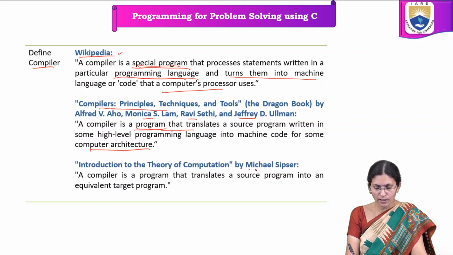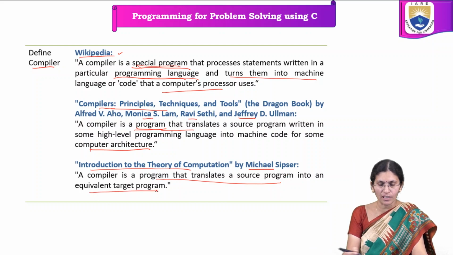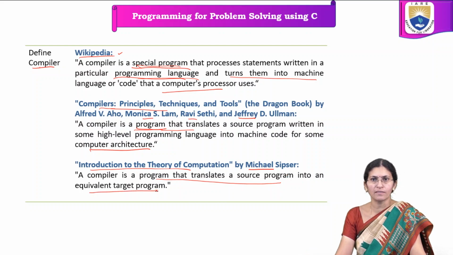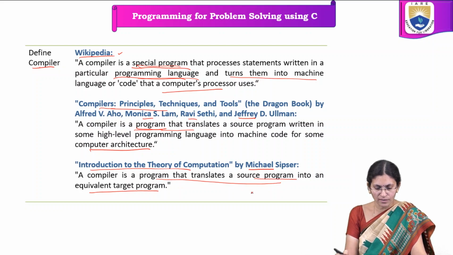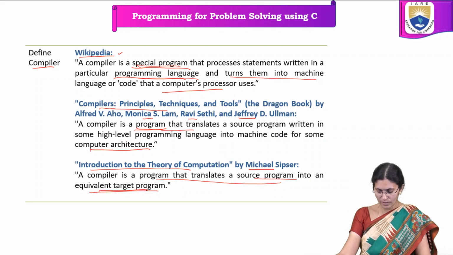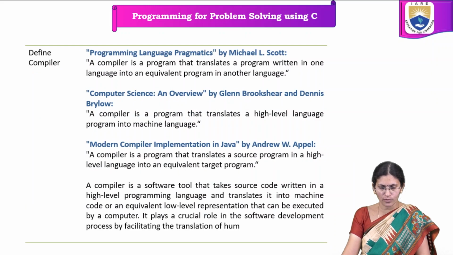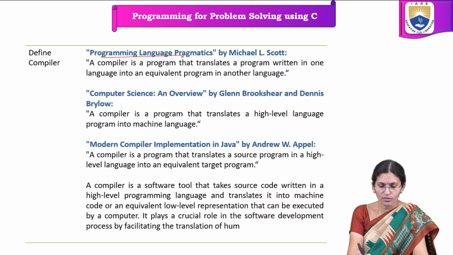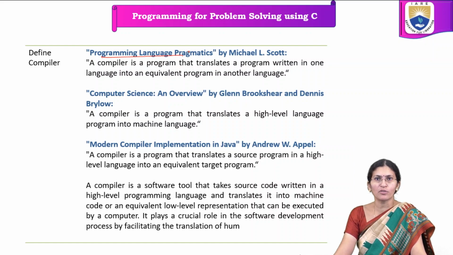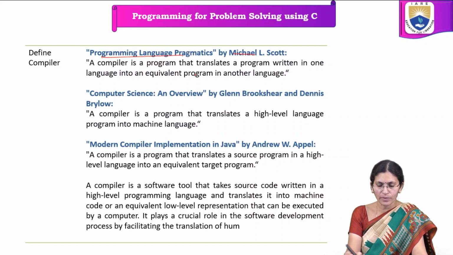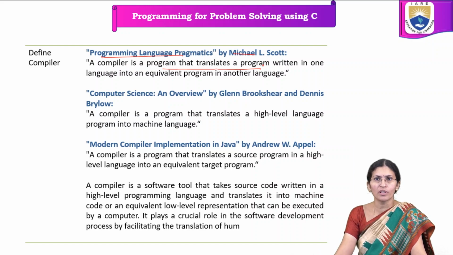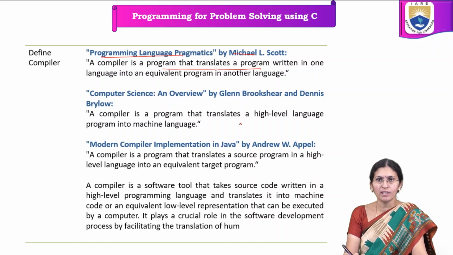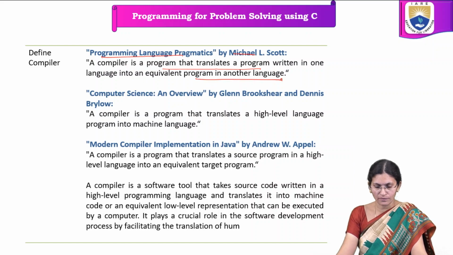Next, according to Michael, in the textbook titled Introduction to Theory of Computation, a compiler is a program that translates a source program into an equivalent target program. So it takes one program and converts it into another program, that is the target program. Next, in the textbook titled Programming Language Pragmatics by Michael, a compiler is a program that translates a program written in one language into an equivalent program in another language.